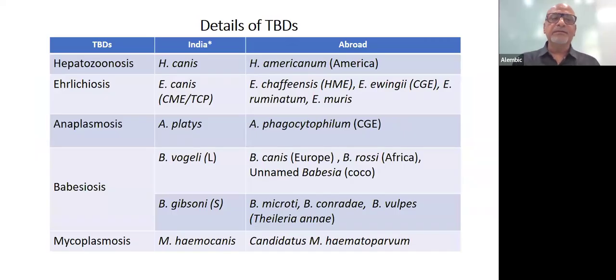Then in tick-borne infection, which is the major portion of CVBD, we have hepatozoonosis caused by Hepatozoon canis, ehrlichiosis caused by Ehrlichia canis, anaplasmosis by Anaplasma platys, and two forms of babesiosis. The large form is Babesia vogeli, and the small form is Babesia gibsoni, and then mycoplasmosis is also prevalent in India.